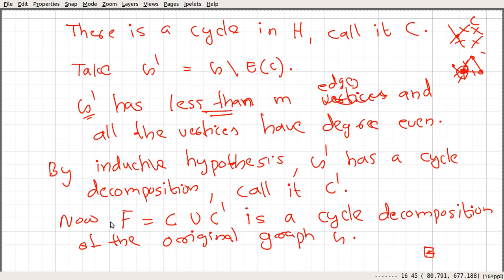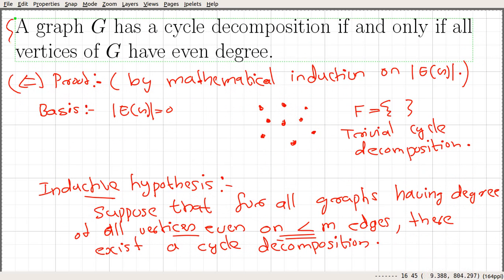Now we go back and build the cycle decomposition for our original graph. The family contains this cycle C union the cycle decomposition C dash for G dash. So this F is a cycle decomposition of the original graph. That's it, and we are done with the proof of this statement: a graph has a cycle decomposition if and only if all the vertices of G have even degree.